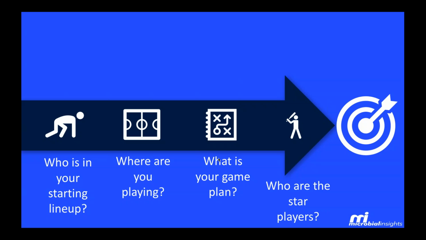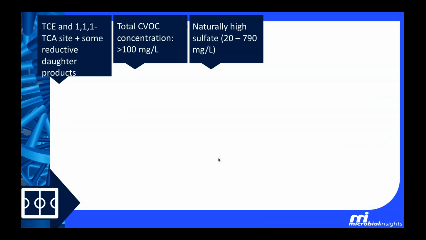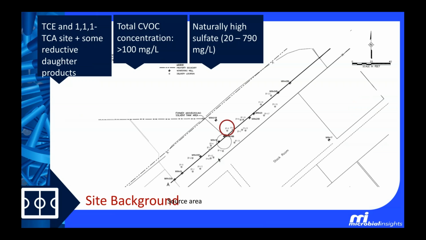Now we've identified our main players. So let's take a look at our court. Let's see where we're actually playing. So this is a former manufacturing facility where chlorinated ethenes and ethanes have been released. The origin of the release was from above ground solvent tanks in the area highlighted in the red circle here. The groundwater flow is toward the southeast, but the focus of the pilot study was to determine the most efficient way of cleaning up that source area.